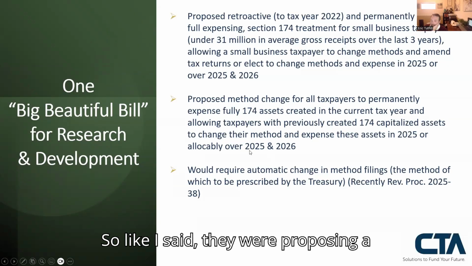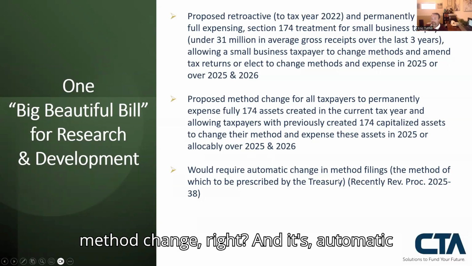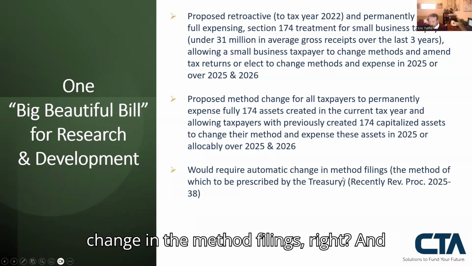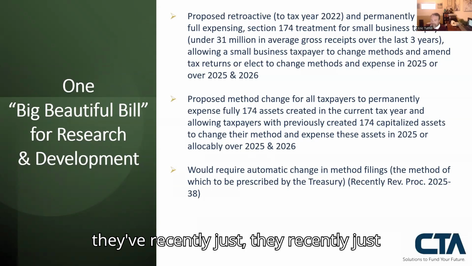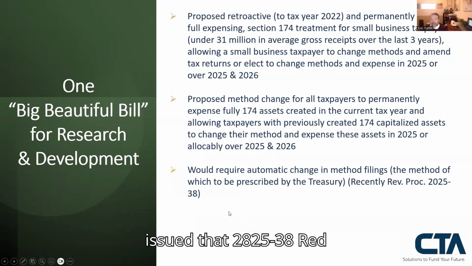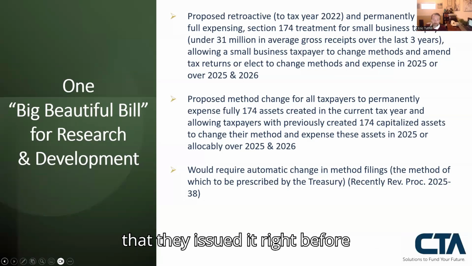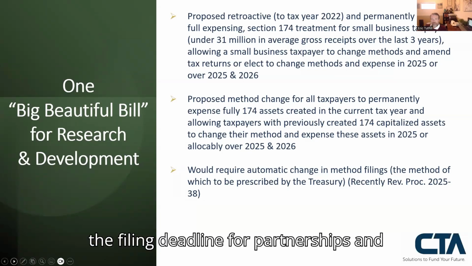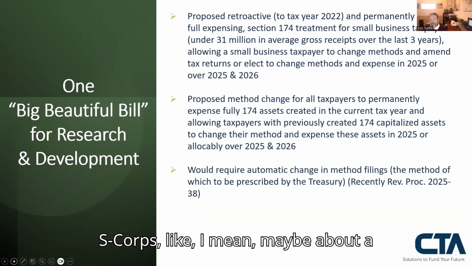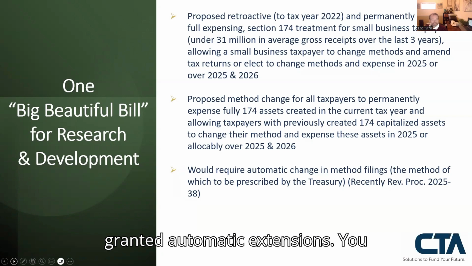So like I said, they were proposing a method change, right? And it's an automatic change in the method filings, right? And they recently just issued that 2025-38 Rev Proc. The fun part about that one was that they issued it right before the filing deadline for partnerships and S corps, maybe about a couple weeks before, and then they granted automatic extensions.